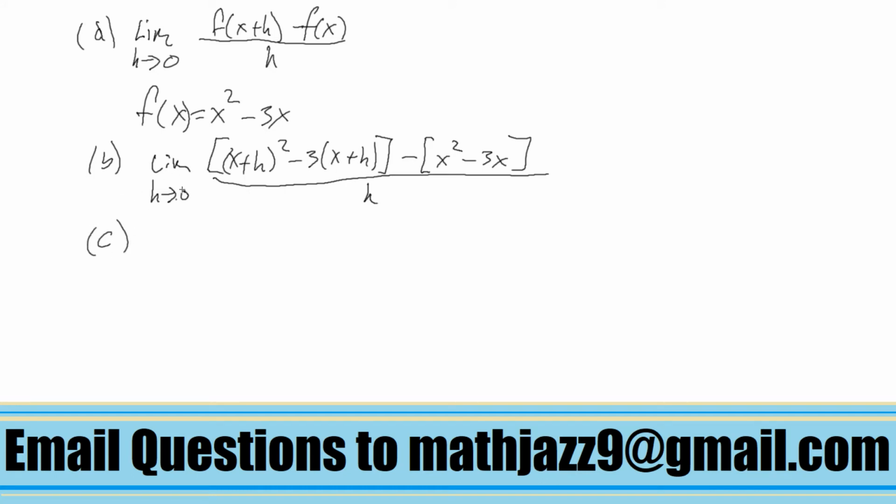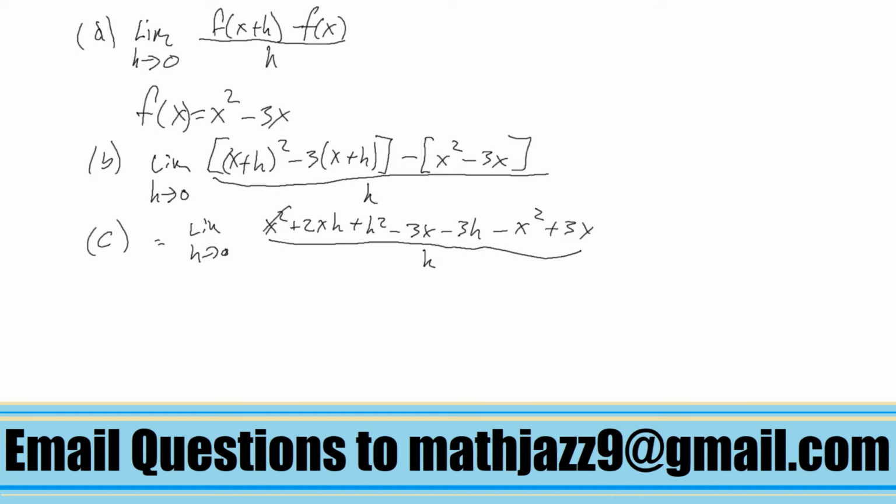Part C is actually computing this limit and plugging in 1 for x. So we're going to say this equals the limit as h goes to 0 of x squared plus 2xh plus h squared minus 3x minus 3h minus x squared plus 3x, all over h. That's going to cancel this term with this term and this term with this term. We're going to be able to factor out this h here, one from each of the remaining 3 terms.